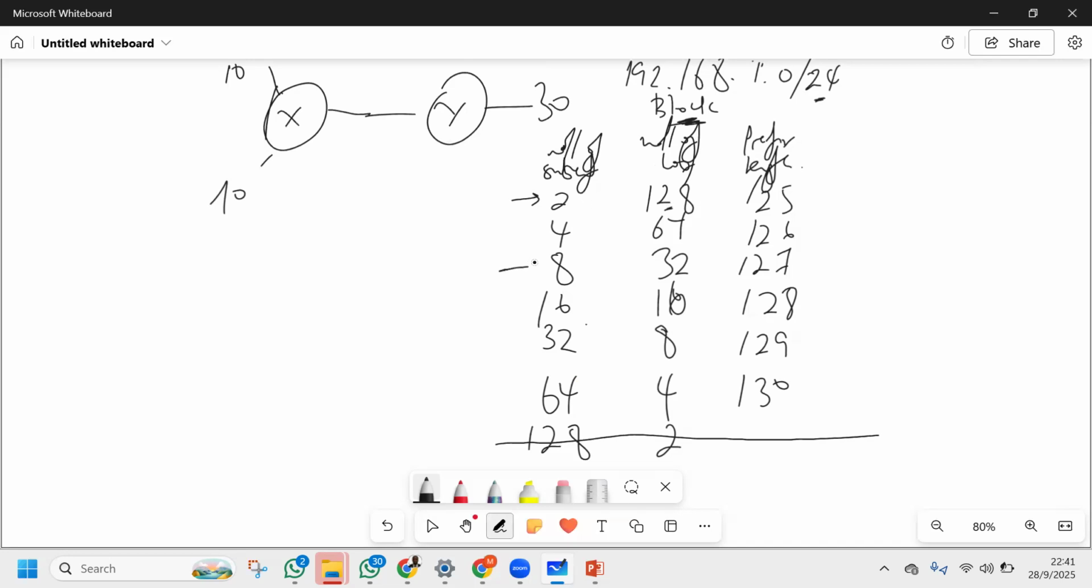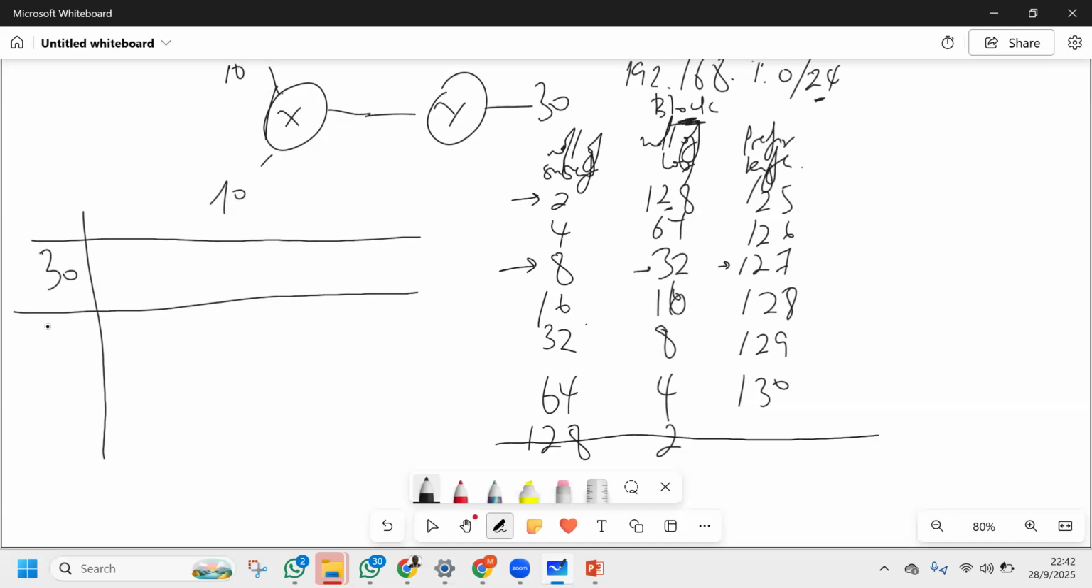If I want to divide my network into 8 networks, 8 subnets, I can. Then each network will have 30 hosts, and my mask will change to prefix length /27. That is basically what is being shown per table here. So when you're subnetting, you arrange your networks in the order of the highest. So I have a network of 30, then a network of 10, I have another network of 10.